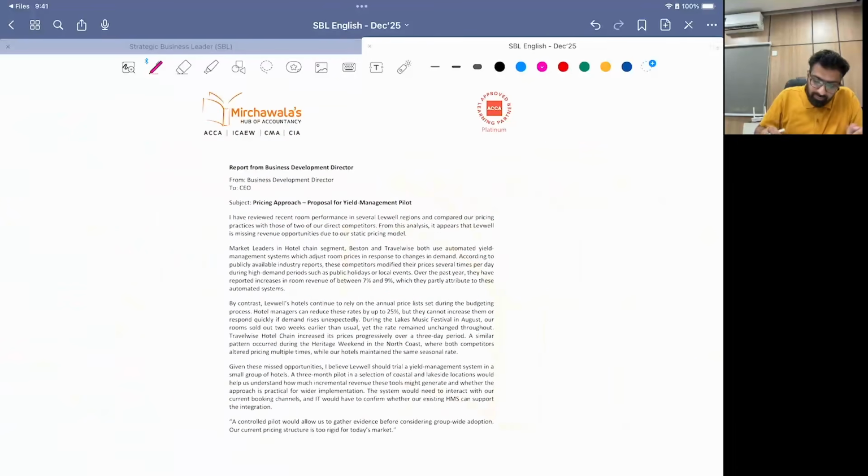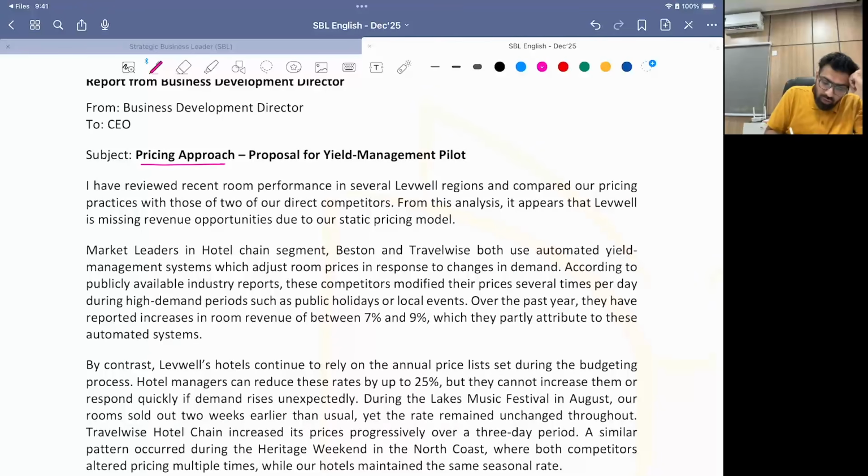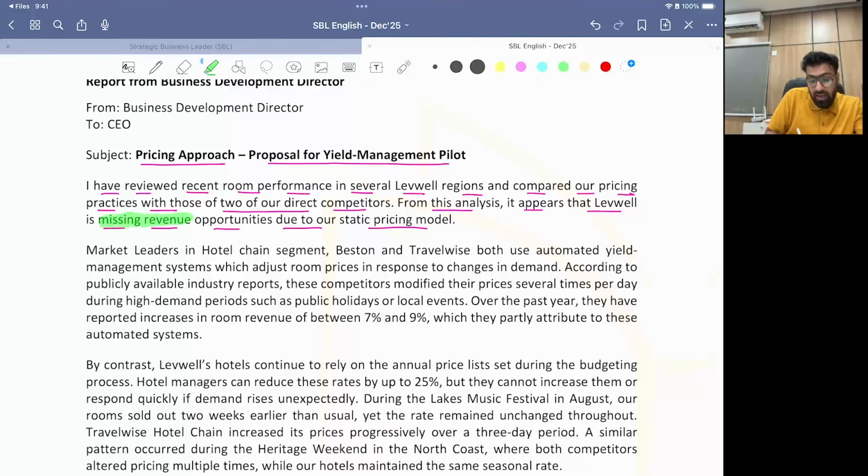Got it? So, sir, here it is. Pricing approach, proposal of yield management pilot. I have reviewed recent room performance in several Levwell regions and compared our pricing practices with those of two of our direct competitors. From this analysis, it appears that Levwell is missing revenue opportunities due to our static pricing model, right? So that means our pricing model is challenged here, and from what I have gone through, I think our pricing model is not good.